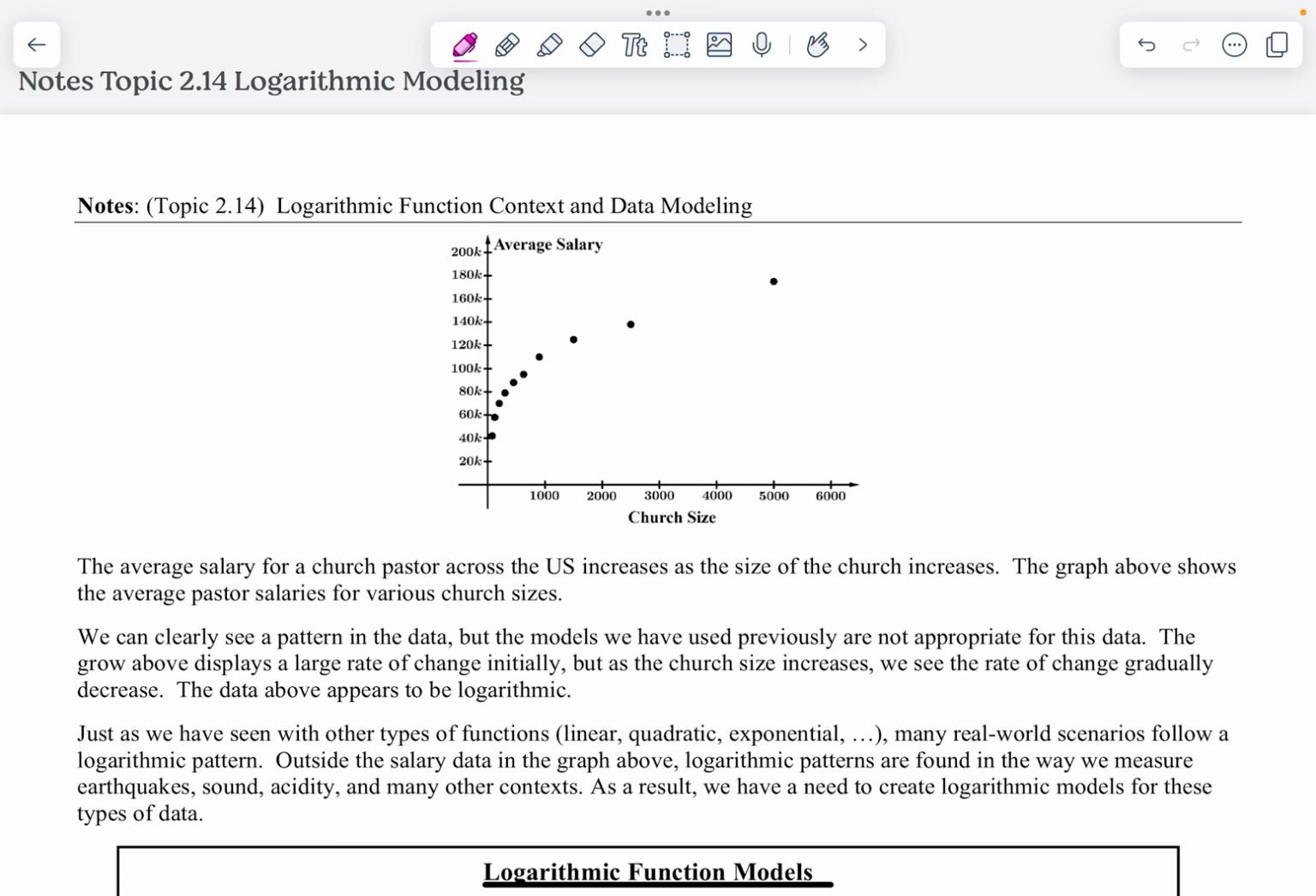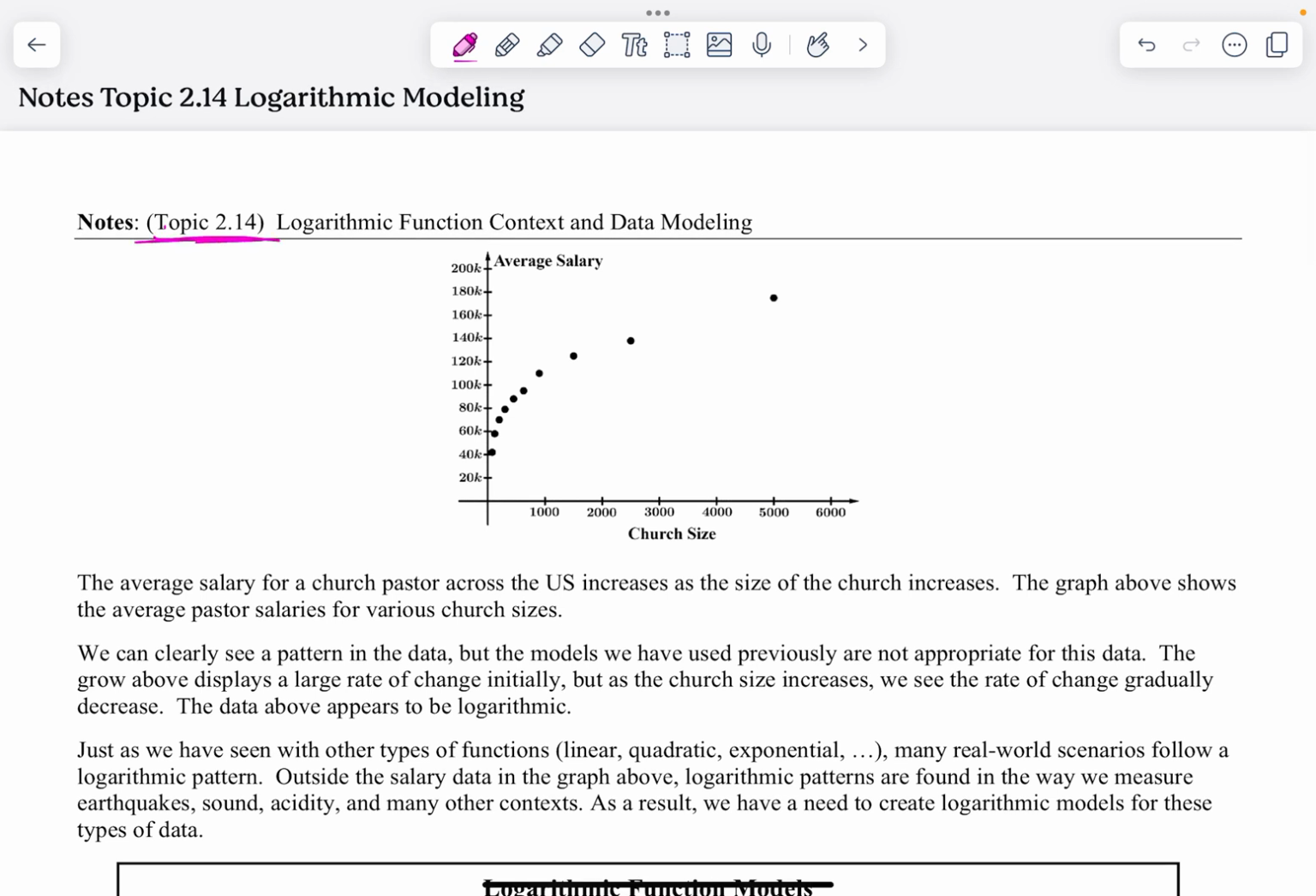Next topic, 2.14. Logarithmic function, context, and data modeling. There's two parts to this. One we will be doing without a calculator, and the other part you will need the calculator. So if you have it handy, you should have it in front of you when we get to that portion.